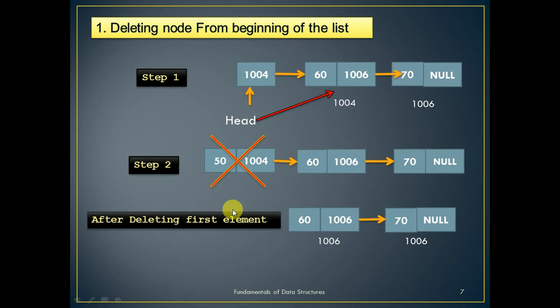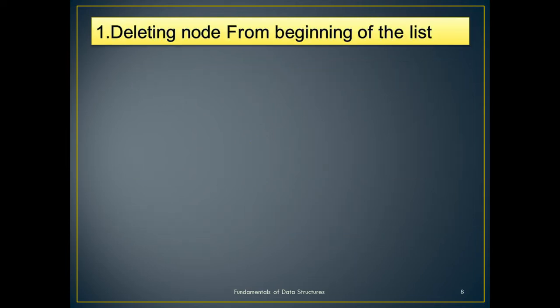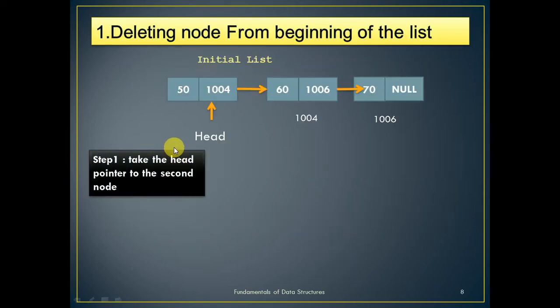These are the steps required for deleting the node from the beginning. Okay, now we will see in the programming. In the programming, this is our initial list, and the first step is to take the head pointer to the second node.